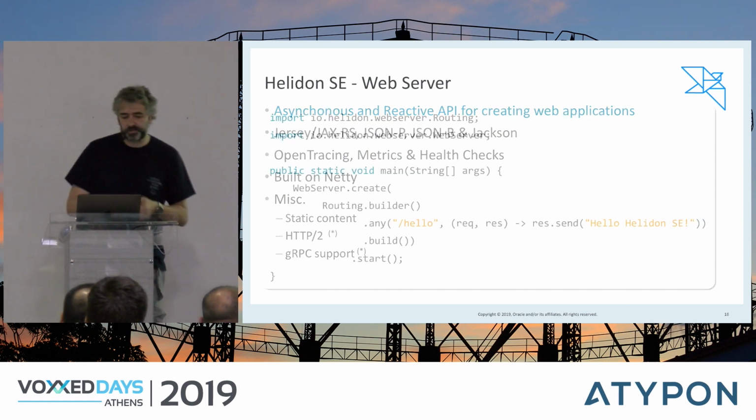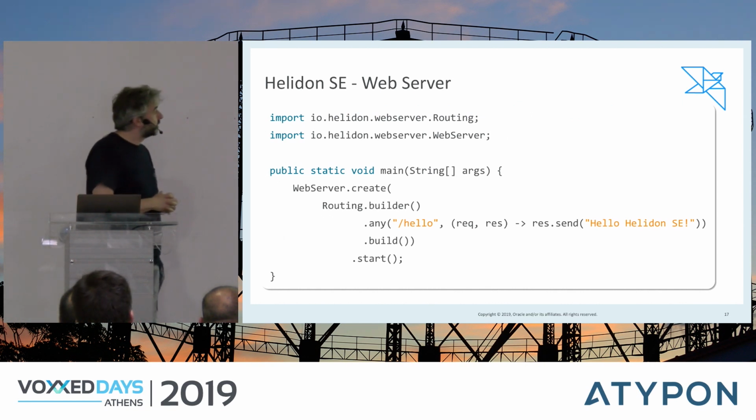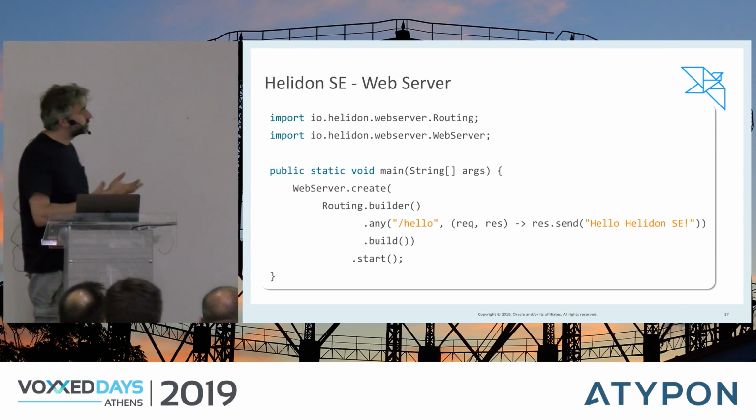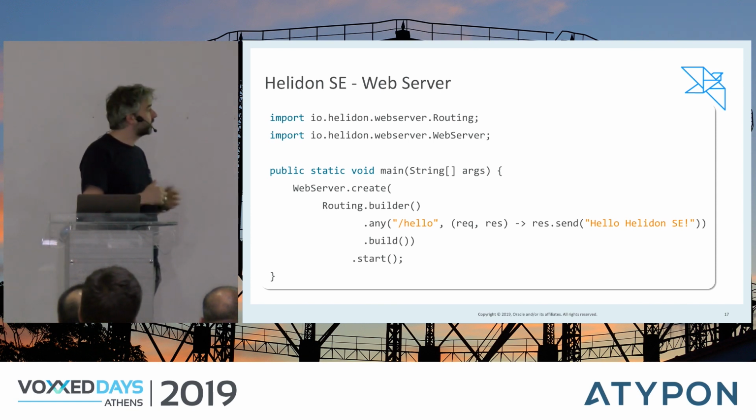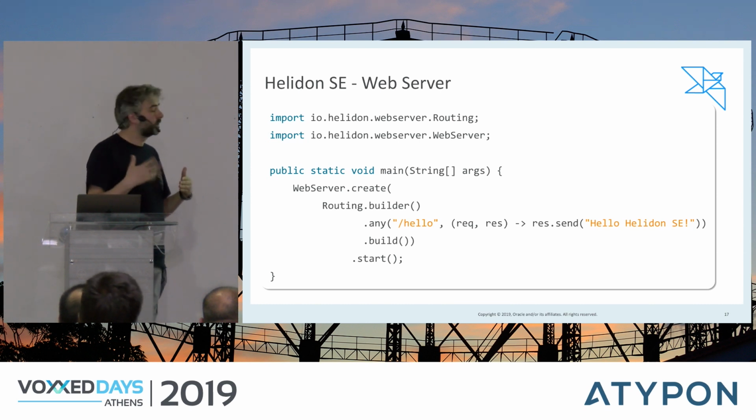So if we look at the programming model, this is how it looks in Helidon SE. You see, it's very simple to understand. So first of all, we are creating a web server. Then we need to specify the endpoints, the routes that are provided by the web server.